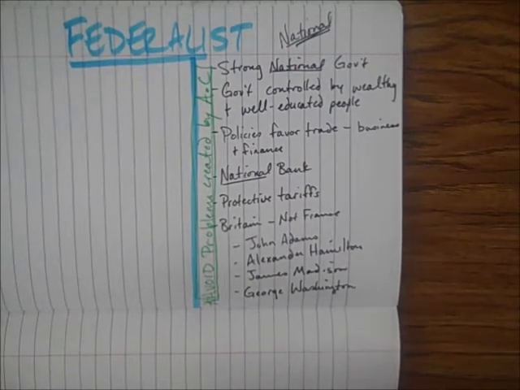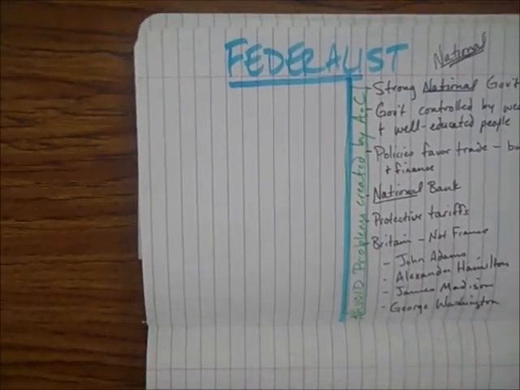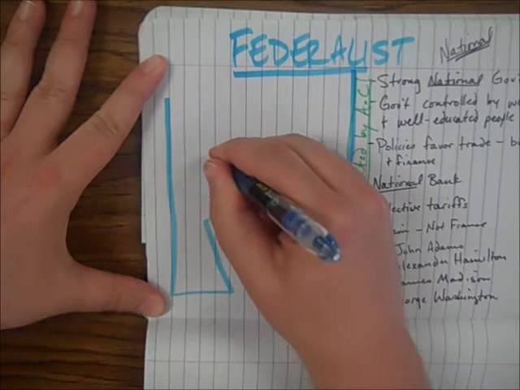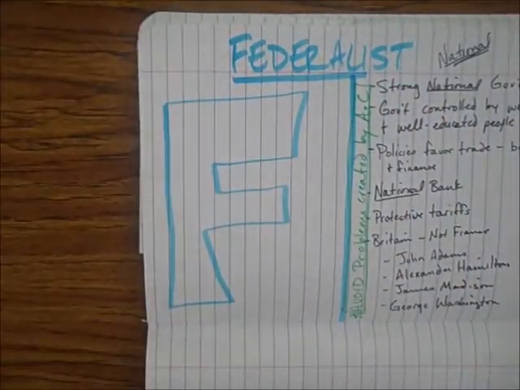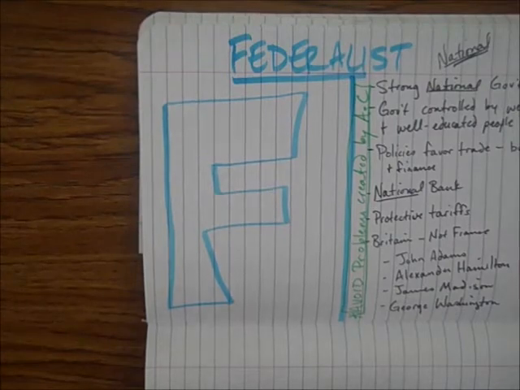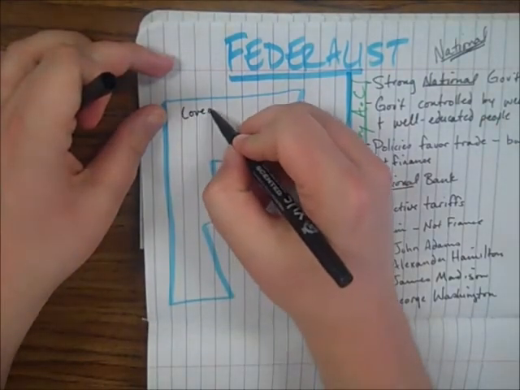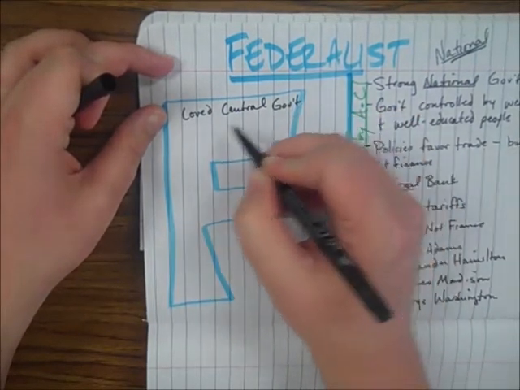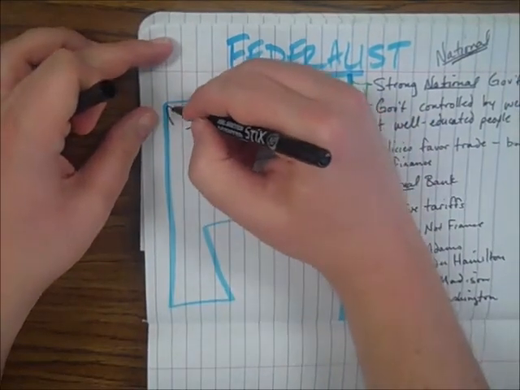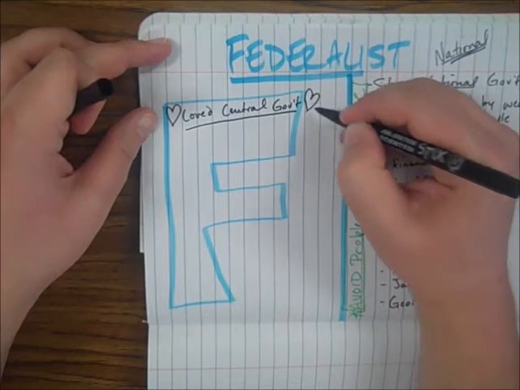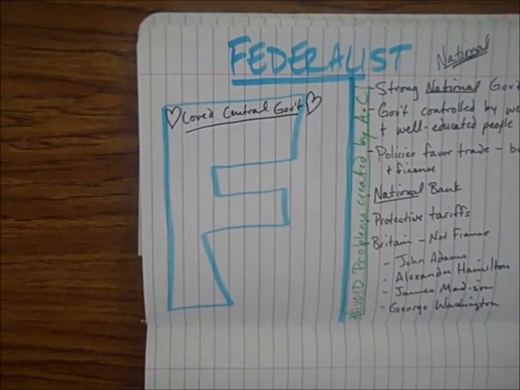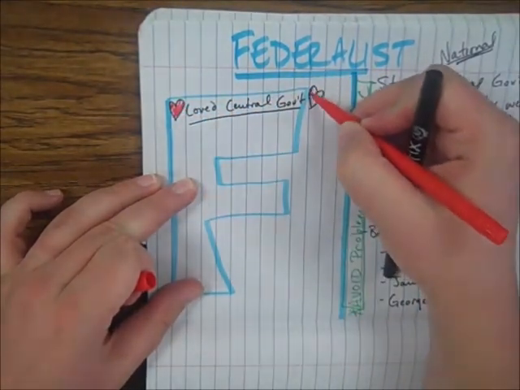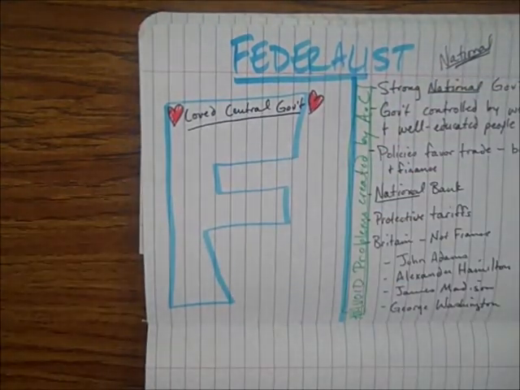And so let's draw a picture to go with the Federalists. The Federalists need a big giant F for Federalist. We know that they loved the central government. Let's put some hearts around that. Oh, I can't even draw hearts. They loved the central government. Loved, loved, loved the central government.